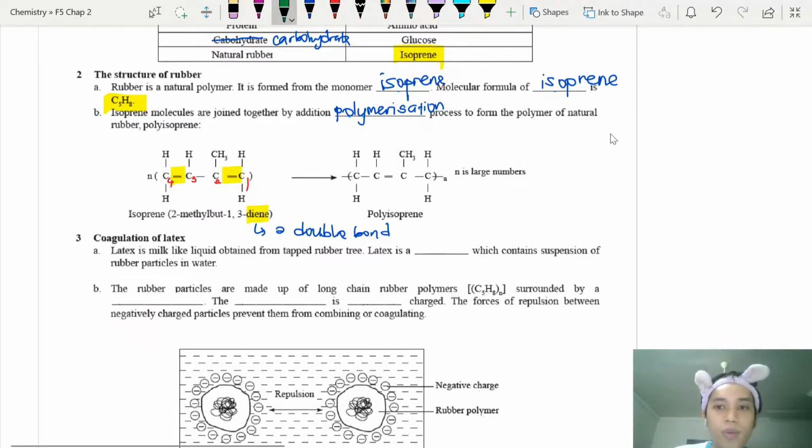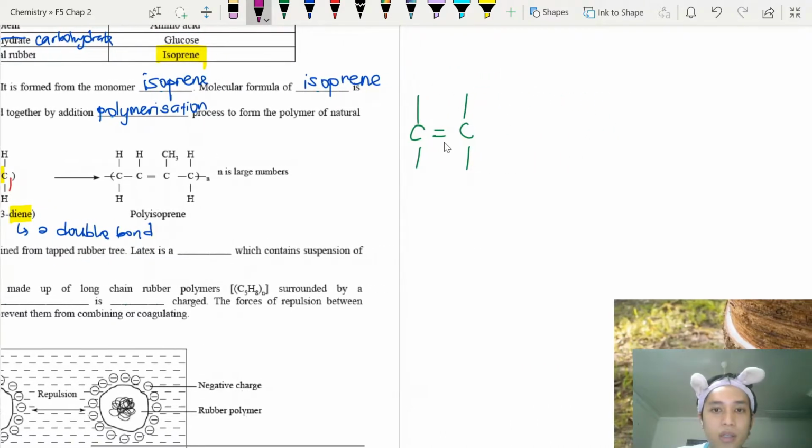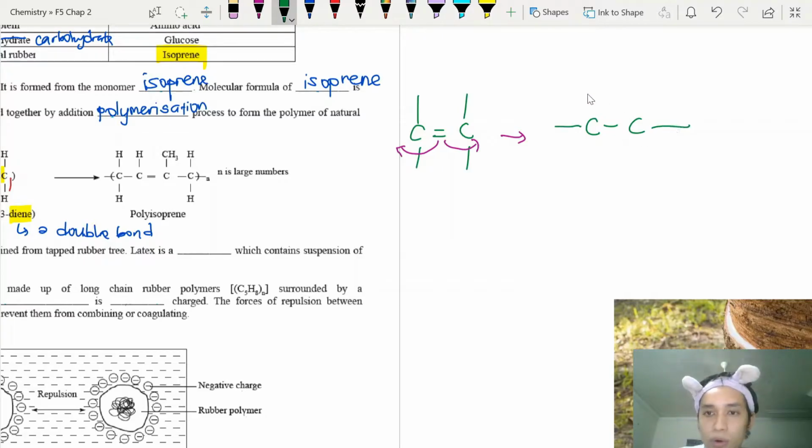Remember when we talk about polymers, how do we change a monomer into a polymer? If you have a double bond in the middle, let's say like this, this is a monomer. When I change it into a polymer, the double bond will break and become like this. The double bond breaks and forms new bonds left and right. Then we put it in a bracket. That is normally how we draw the polymerization process. Then we put the n here, which stands for the number of monomers.